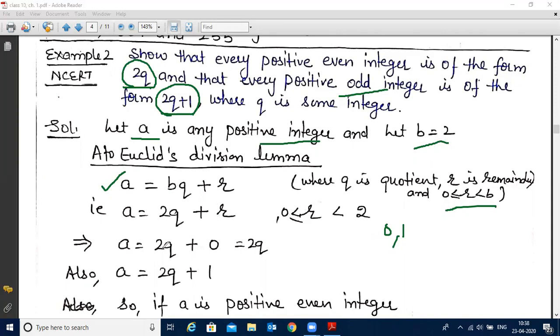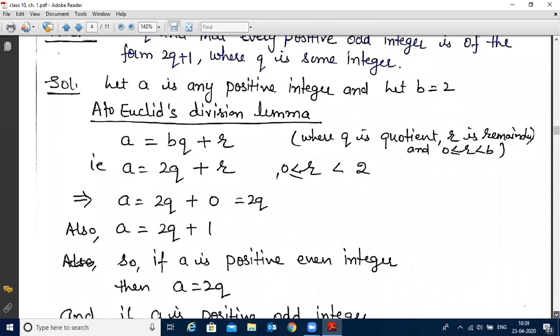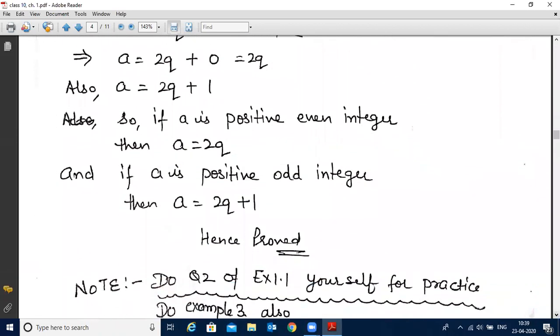So a is equal to, when we put r is equal to 0, it will become 2q, and when we put r is equal to 1, it will become 2q plus 1. So now see, a positive integer a is equal to either 2q or 2q plus 1. So we have proved this question.